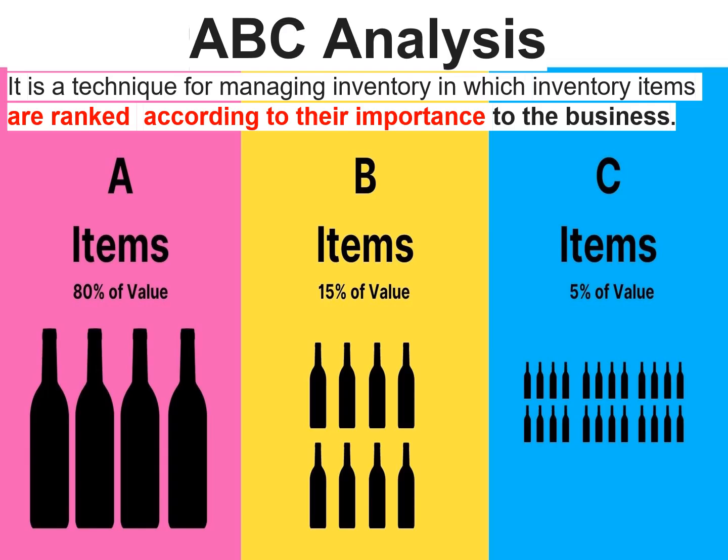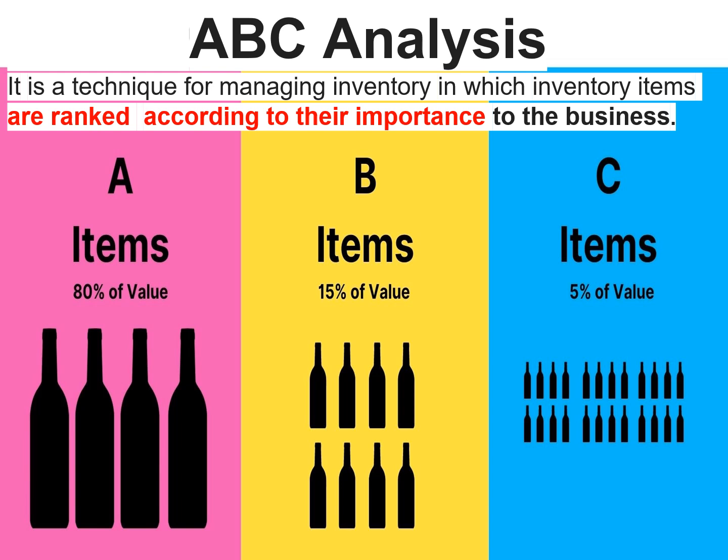The next technique in inventory management is ABC analysis. It is a technique for managing inventory in which inventory items are ranked according to their importance to the business. This is especially useful when businesses need to determine the items they have to order or to keep, which also allows them greater oversight for specific inventory items. In this analysis, inventory is divided into three groups: A, B, C. For this reason, it is called ABC analysis.